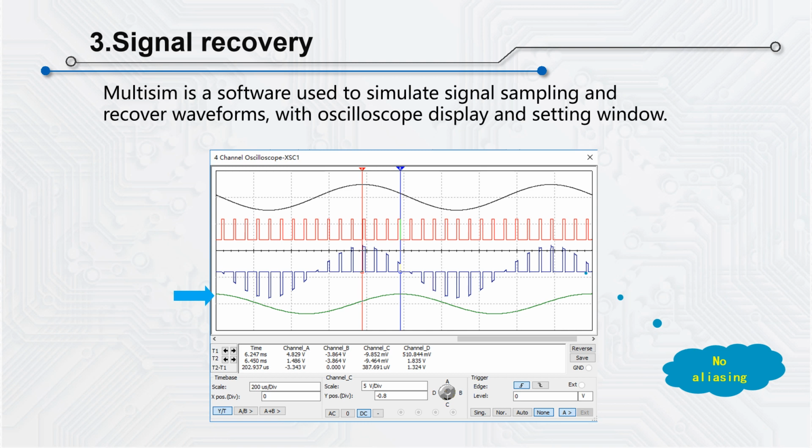Here we can find that f(t) is a signal with a relatively low frequency. The frequency of the sample signal conforms to the condition that fs is greater than 2 fm. In this case, there is no aliasing. The original signal can be fully recovered by the processing of a low-pass filter.